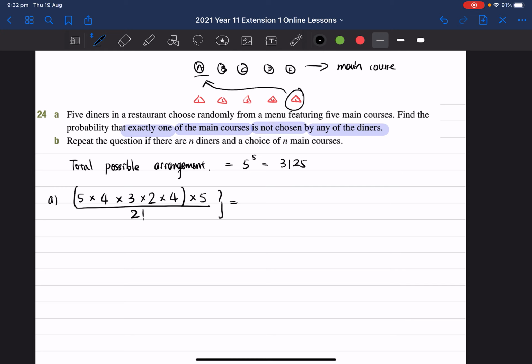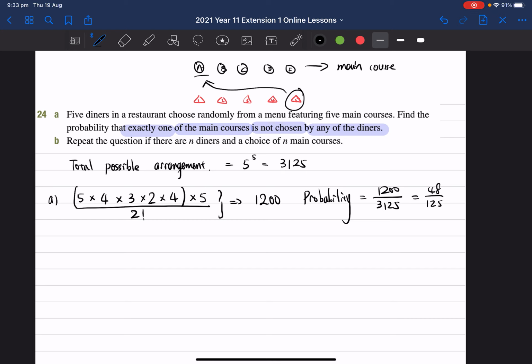This is the total possible arrangement when we apply these restrictions, which is 5 times 4 times 3 times 2 times 4 times 5, and then we divide it by 2. That's 1,200. If we want to find the probability, it will be 1,200 divided by 3,125. So that gives us 48 over 125. All right, so that's what we're going to get.